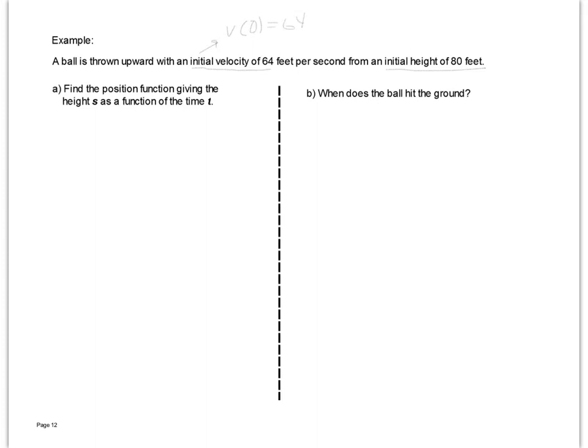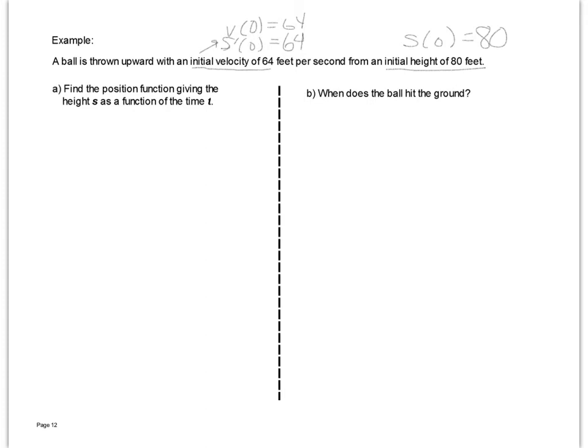But what's another way to write velocity? S prime, okay? Because that's how we do position. S prime is 64. What is this saying? The initial height, meaning that at time 0, is 80. So in other words, it's saying at time 0, your height is 80. At time 0, your velocity is 64. That's just two different ways to write that.